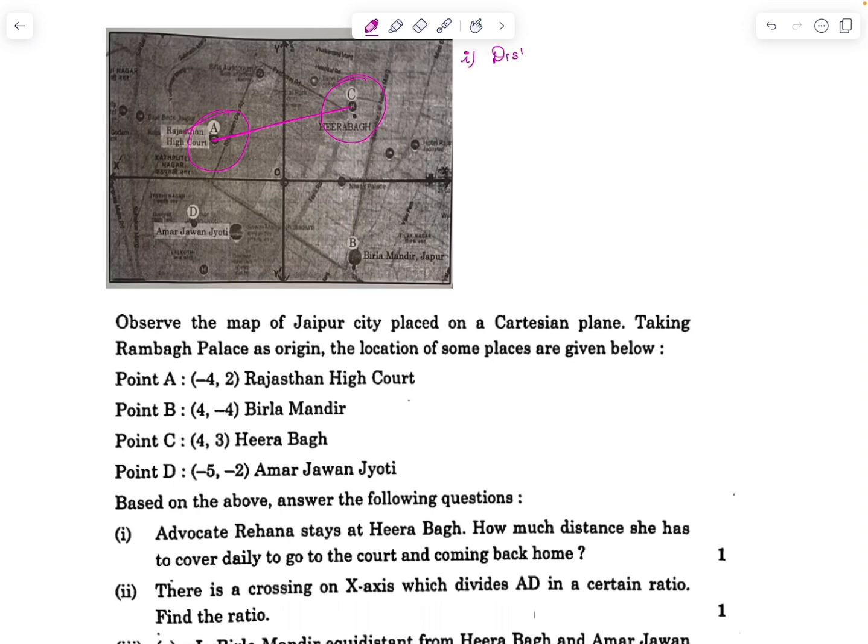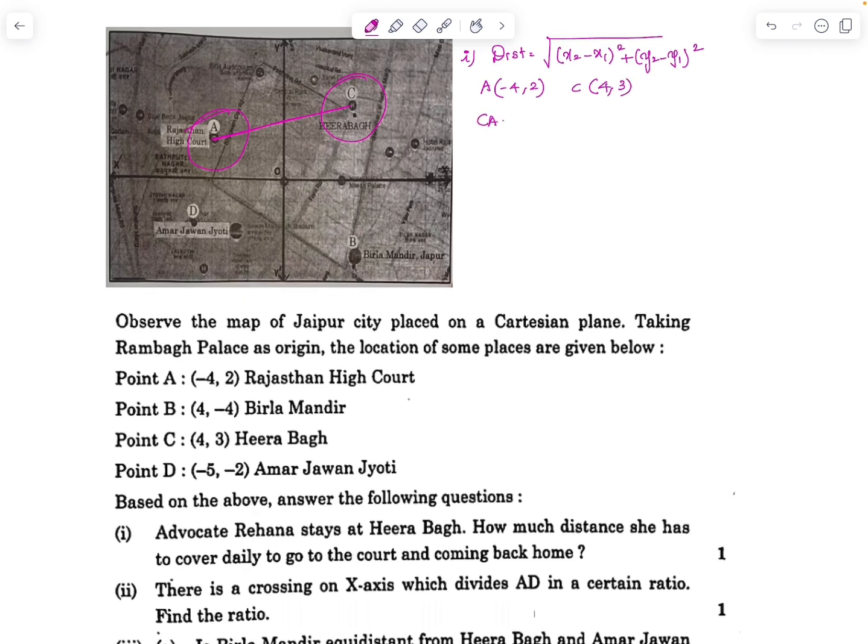The distance formula is square root of x2 minus x1 the whole square plus y2 minus y1 the whole square. Here let's take A as x1, y1 and Hirabag's coordinates C, that is 4, 3 as x2, y2. So the distance CA is root of 4 minus 4 the whole square plus 3 minus 2 the whole square, that is root 65. Now the total distance traveled is equal to twice this distance, which is 2 root 65 units.